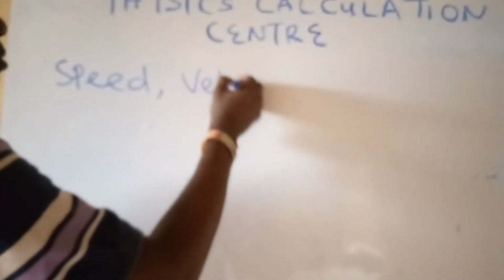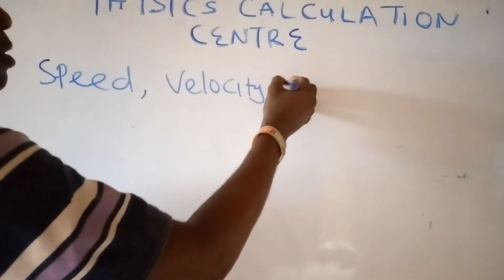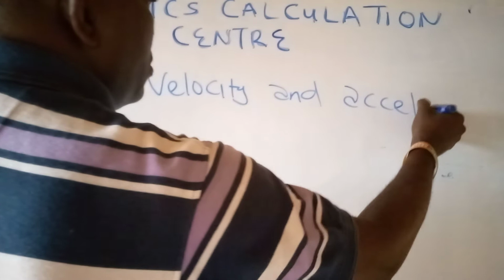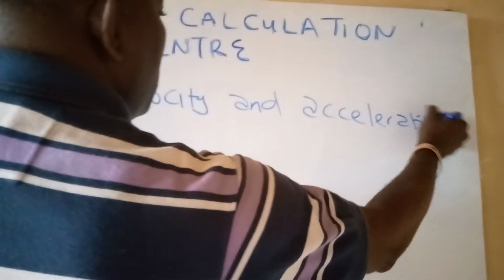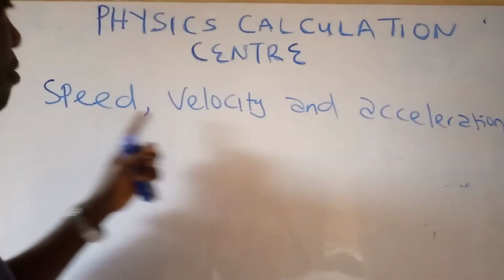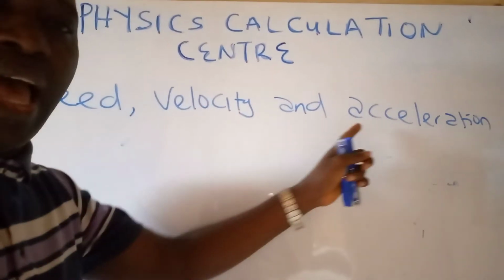velocity, and acceleration. Three basic quantities we'll be looking at: speed, velocity, and acceleration.